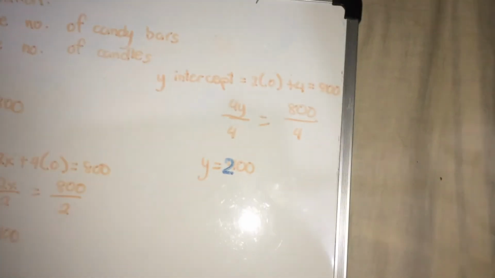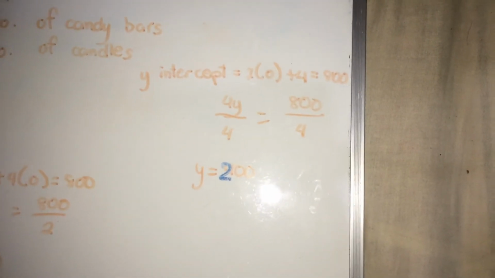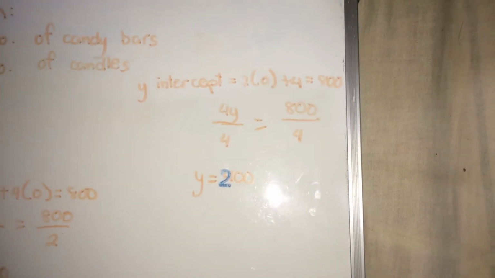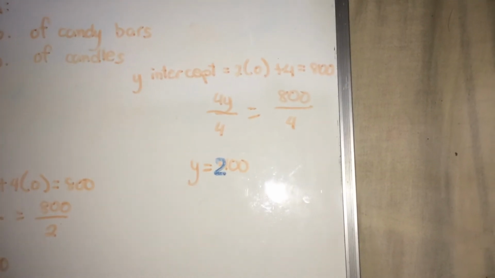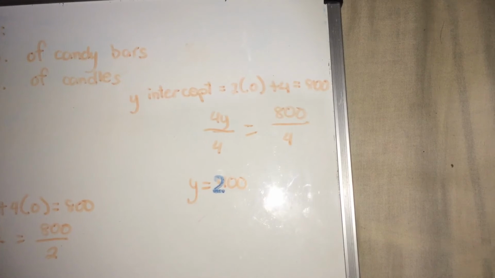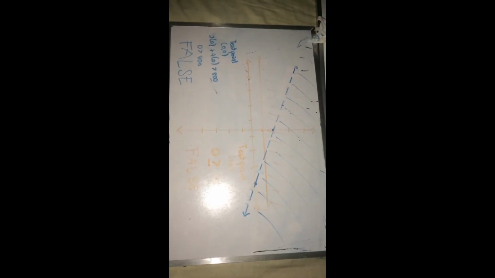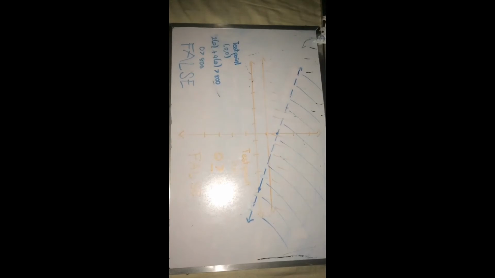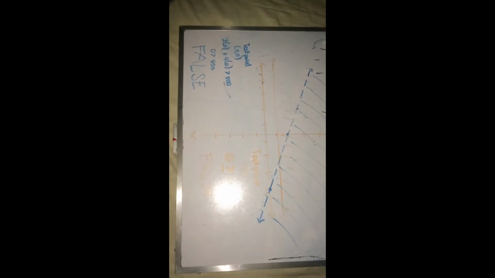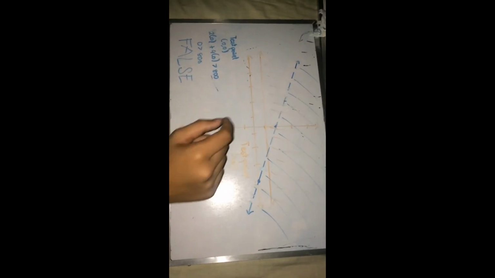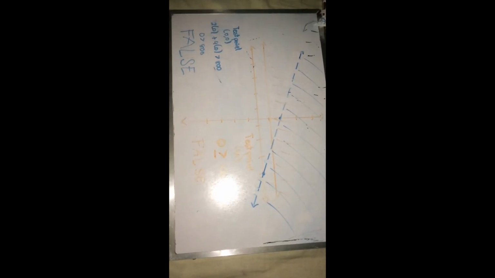Now we need to get our y-intercept. That means turning x into 0. Now 800 divided by 4 is equal to 200. Now we have our y-intercept. Now we need to do our graphing. Our first line has the points x equals 400 and y equals 200. Now you look for 400 and you put a dot there. And now you look for 200 and you put a dot there.